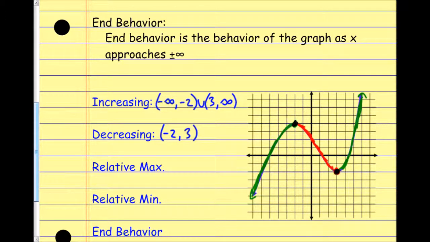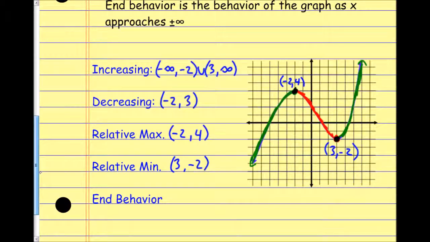So the relative maximum is this guy right here, which is the ordered pair -2, 4. And I can just express that as an ordered pair. That's my relative maximum. The relative minimum is this point over here. That's 3, -2. And I express that as an ordered pair, 3, -2.